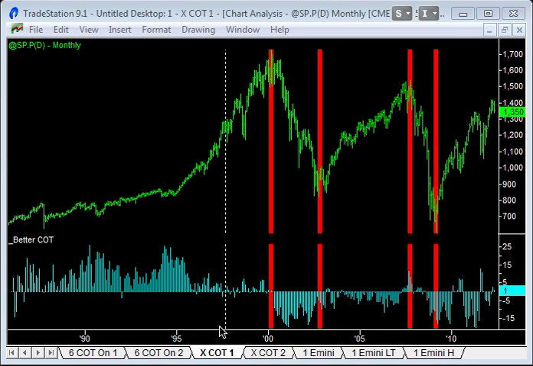So between this launch of the E-mini market and 2000, 2002, I think there was a fundamental shift, and all the momentum trading went out of the SP market into the E-mini market, and the SP market simply became a hedging vehicle after that for long-term plays.